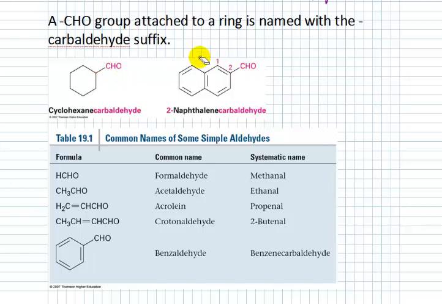Here is 2-naphthalenecarbaldehyde. The only other variation of this that I can think of is when I have benzene with C double bond OH, right? That's benzaldehyde. We've already learned that. So if I put a bromine meta to it, that's meta-bromobenzaldehyde.